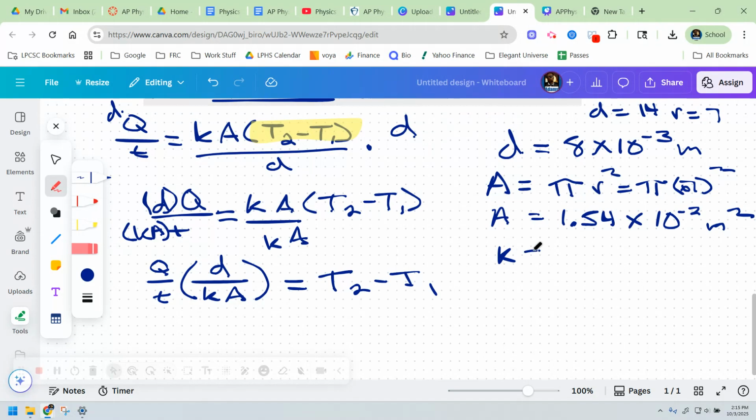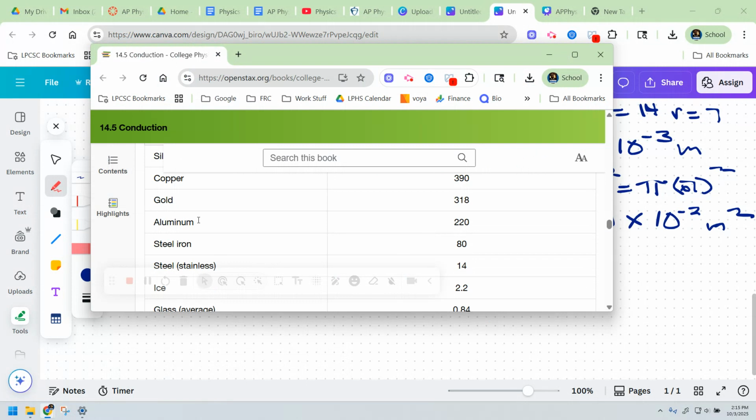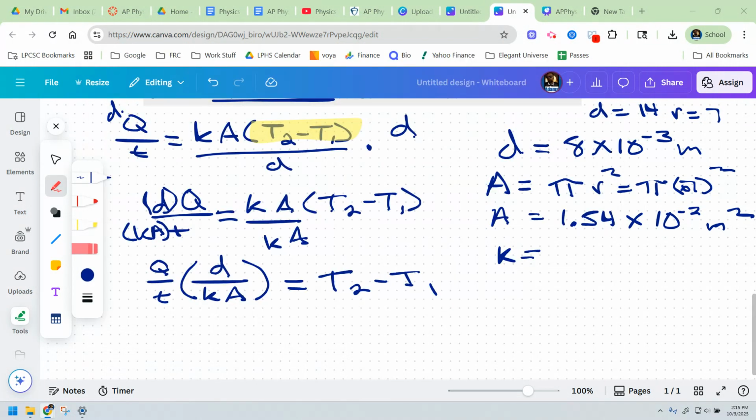And then I need the thermal conductivity. What do I need the thermal conductivity of, guys? Yeah. So, just so you believe me, nothing up my sleeve, the thermal conductivity of aluminum is 220. Okay? So we're going to go with that.